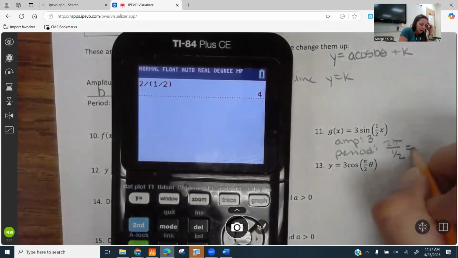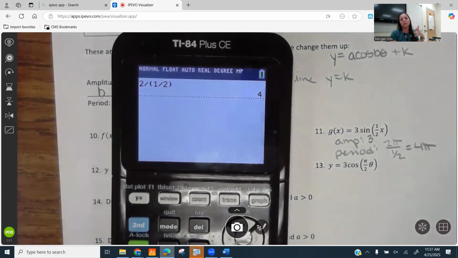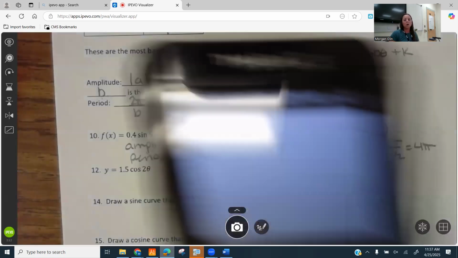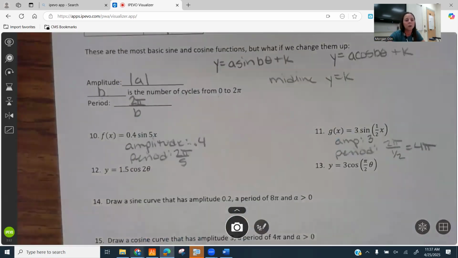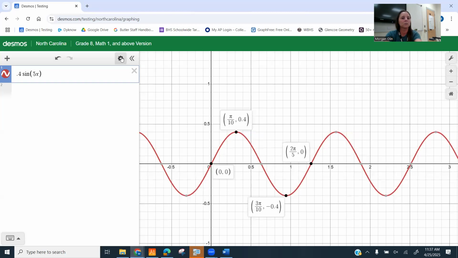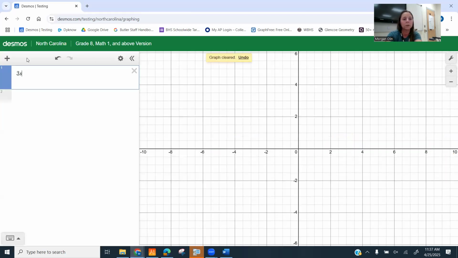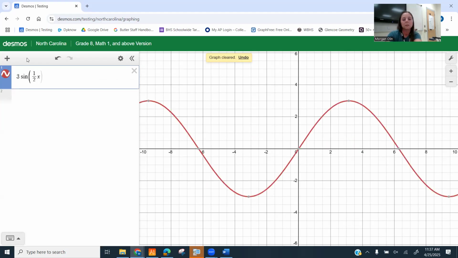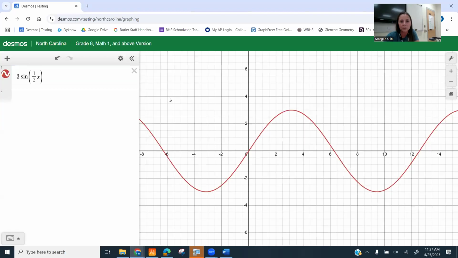This is 4 pi. Now we could do it on our own, or we can go to our calculator. So here, if I type it in, 3 sine of 1/2 and then x. When I look at it, one complete cycle goes from here to here. Notice that's 4 pi.